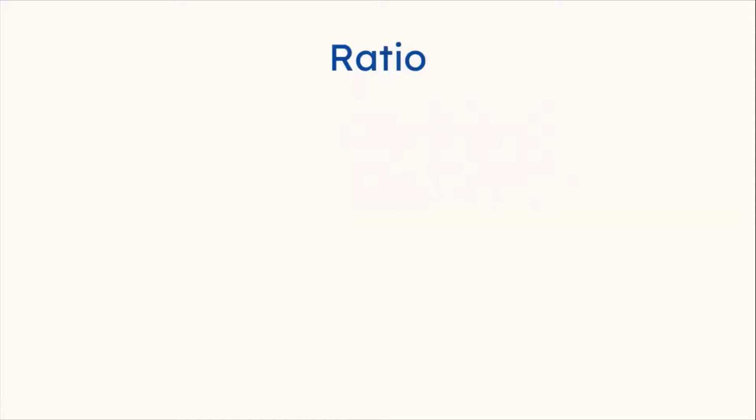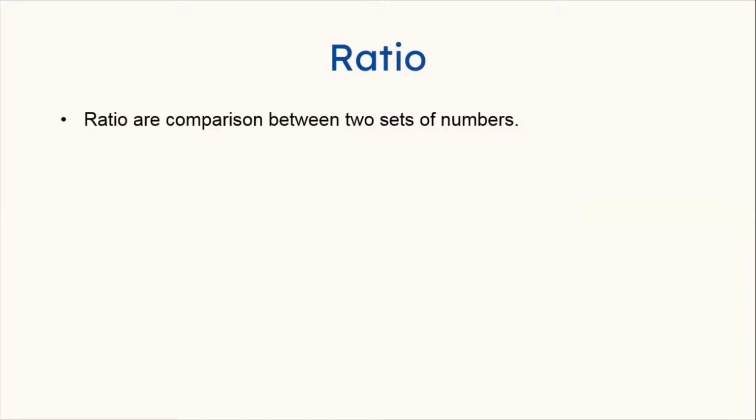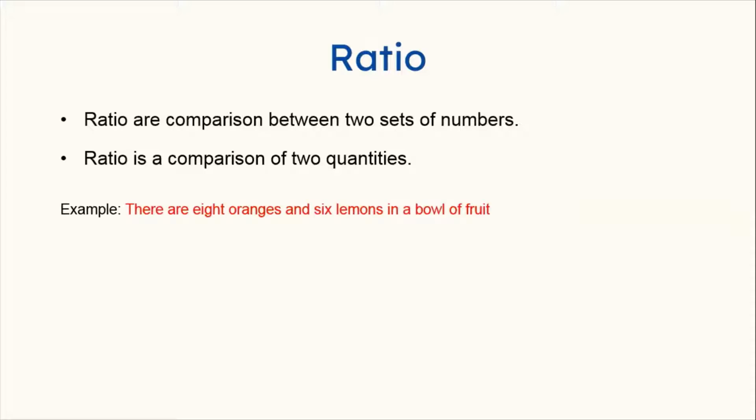What is a ratio? A ratio is a comparison between two sets of numbers. Ratio is also a comparison of two quantities. We have here an example. There are 8 oranges and 6 lemons in a bowl of fruit. Now, what is the ratio of oranges to lemons? As we can see, we have 8 oranges and 6 lemons. So we can say that we have 8 is to 6. 8 oranges and 6 lemons is an example of a ratio. 8 and 6 is a comparison between two sets of numbers, and this is an example of what we call a ratio.